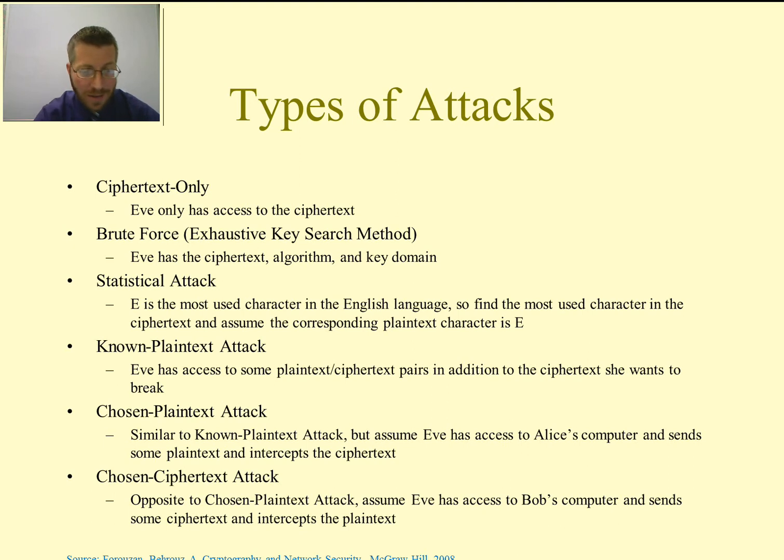Now, our last 3 there, the known plain text attack being the first one, and the chosen plain text and the chosen ciphertext, is where Eve is getting a little smarter. She knows a little bit more about what's being transmitted so that she can maybe even figure out what the keys are. So assume in the known plain text attack that Eve has access to both the plain text and the ciphertext, and she just doesn't know what the key is. Well, if she knows the algorithm, she knows the ciphertext, she knows the plain text, and she knows the key domain, she might be able to get the key back out of it.